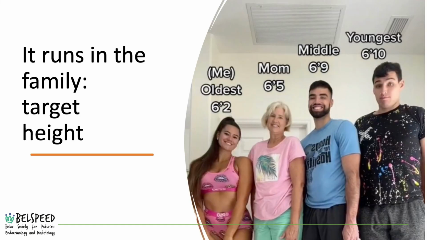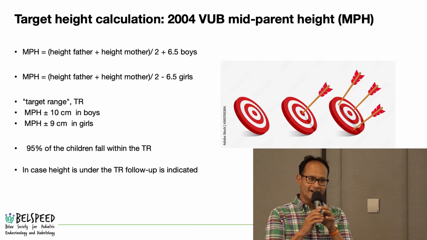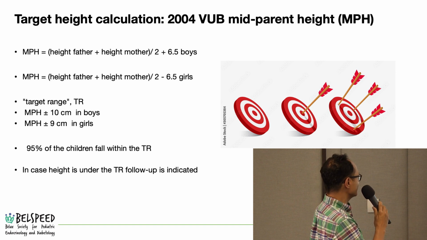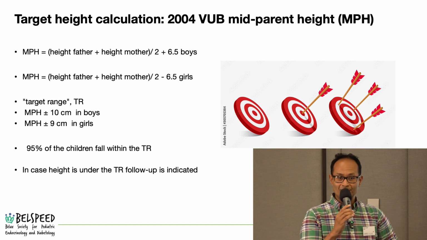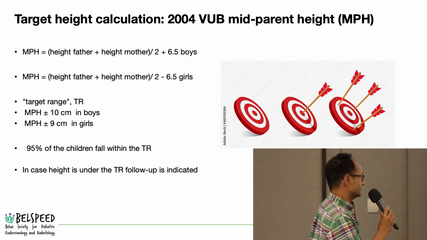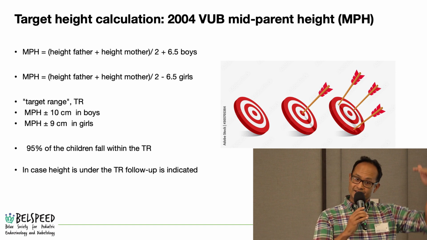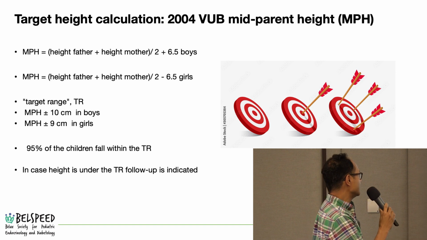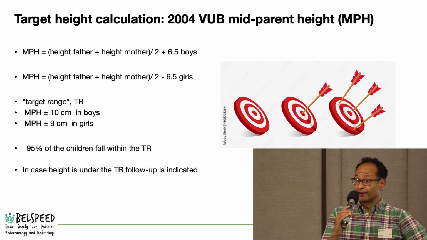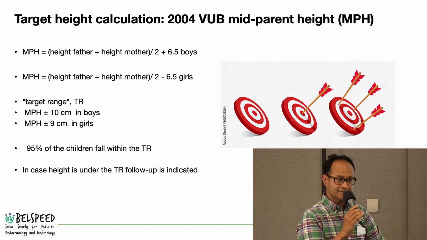And then we all know it runs in a family. There is a genetic component, of course, and we all know there is a target height. So what is target height? Actually, target height is defined as a more mathematical approach also called mid-parental height. So we take the height of the father, the height of the mother, and then we divide it by 2. And then we add 6.5 to correct for the sex difference for your final height. And for a girl, you subtract 6.5 centimeters.